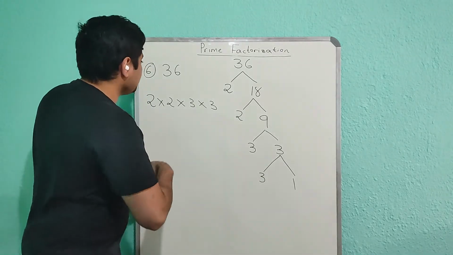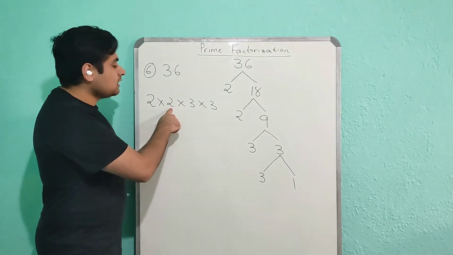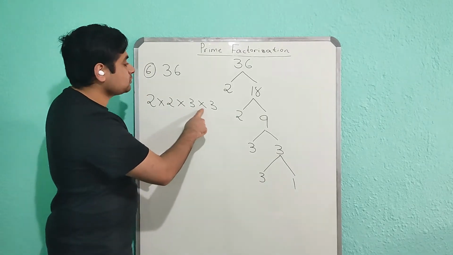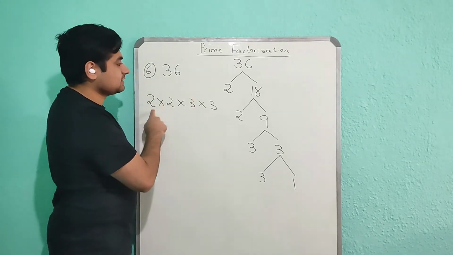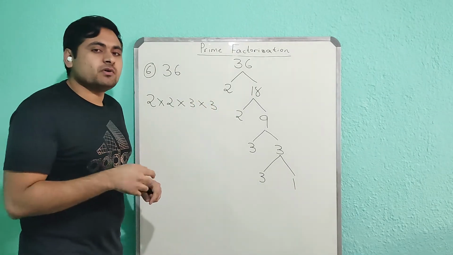Let's check it. So let's multiply our prime factors. What is 2 times 2? 2 times 2 gives us a 4. So now what is 4 times 3? 4 times 3 gives us a 12. And what is 12 times 3? That gives us a 36. Therefore our question was 36. So our prime factors are correct. Hence the answer is this. So let's move on to the next example.